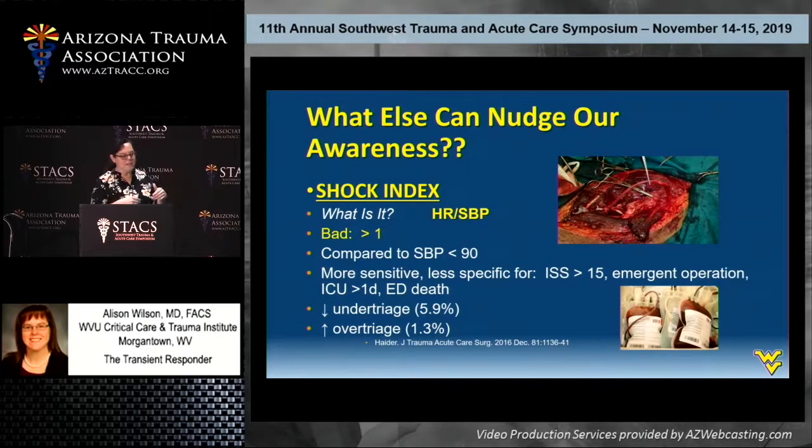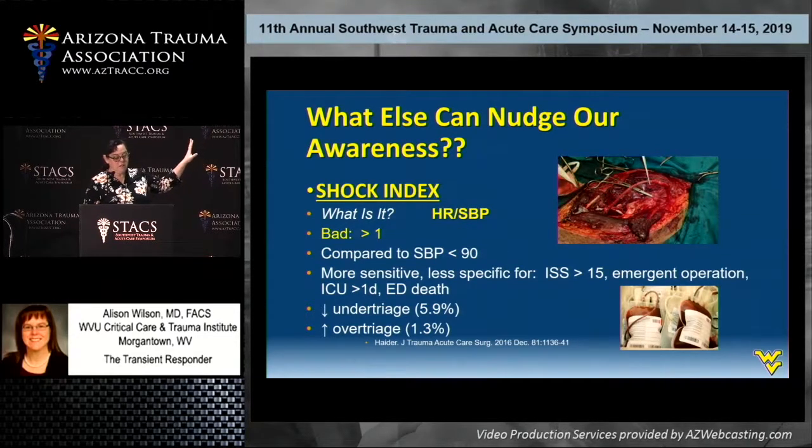So, shock index: it's heart rate and blood pressure. If your heart rate is higher than your blood pressure, if that ratio is greater than 1, that's bad. So if your heart rate's 110 and your blood pressure's 100, that should heighten your awareness that this patient very well may be bleeding somewhere. And when they compared shock index to a blood pressure less than 90, it was much more sensitive in picking up those patients that were going to require some kind of intervention.